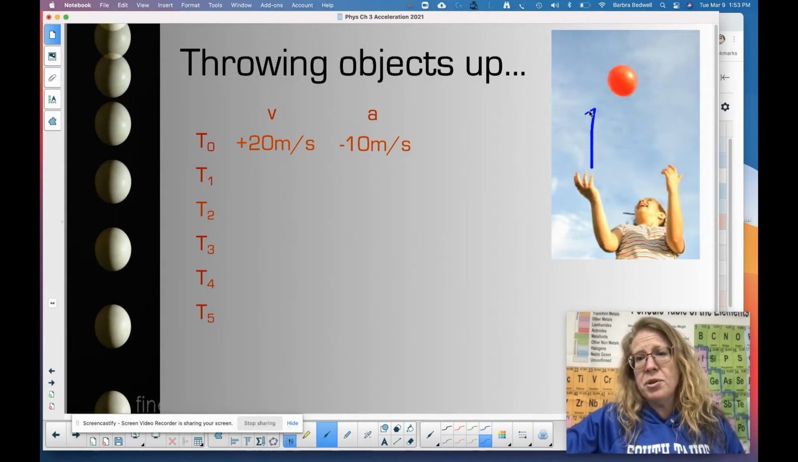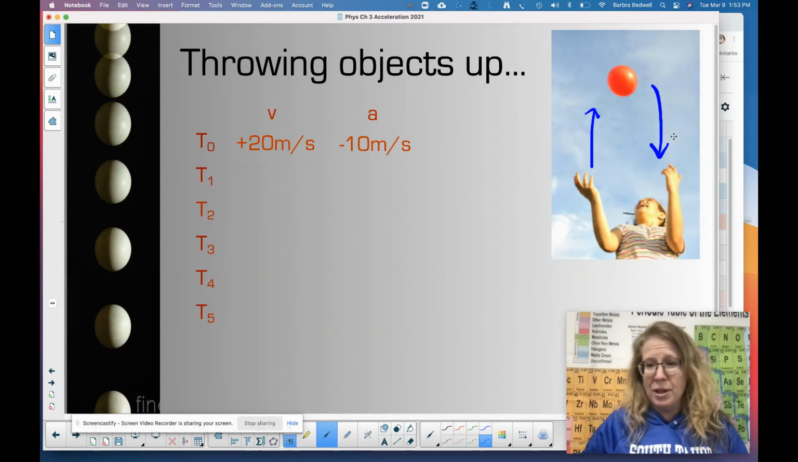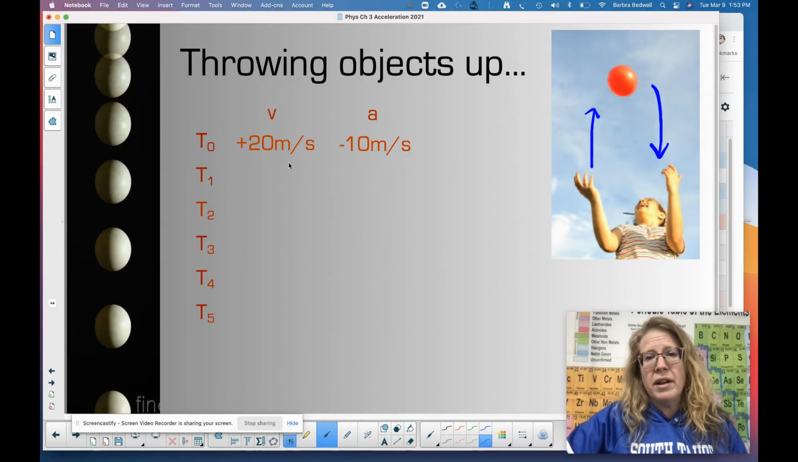Now you're throwing it this direction. It's going to go up for a while, and then eventually it's going to come back down, right? That's the law of gravity and all that stuff. So now what's happening in this? Take a look at what we've got here.